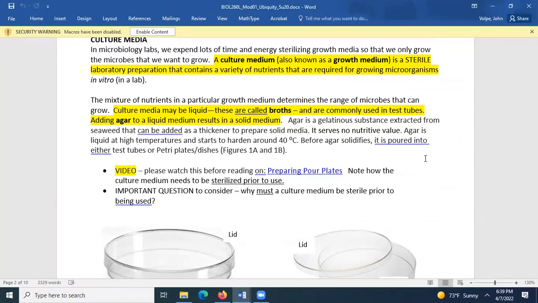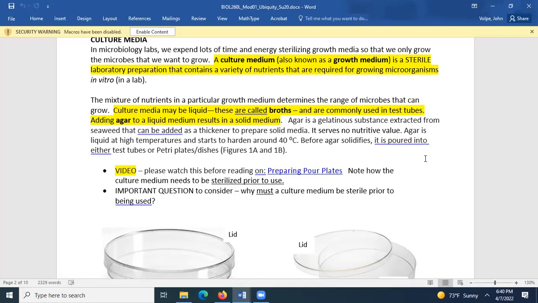The culture medium is also called a growth media, and it is sterilized. Culture medias can be liquid. These are called broths, and they're commonly used in a test tube, liquid broths. You can add agar to a liquid media to get a solid medium, and you can add some other substances like Jello, but most of the time we add agar.